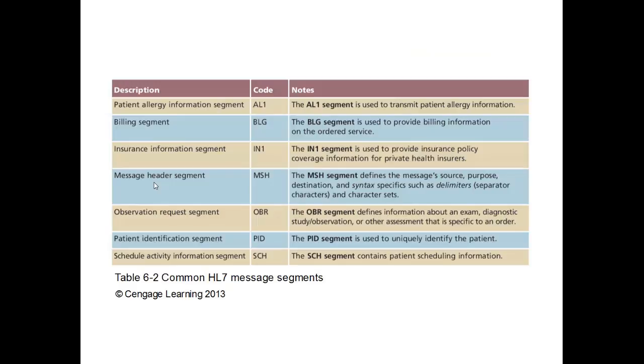Alright, in this table we have some common HL7 message segments. Their description in this column, the code, and then some notes about each one. So for example, a patient allergy information segment would be coded as AL1. Billing segment, BLG. Insurance information, IN1. So all these that are listed here are fairly common segments to a standard HL7 message.